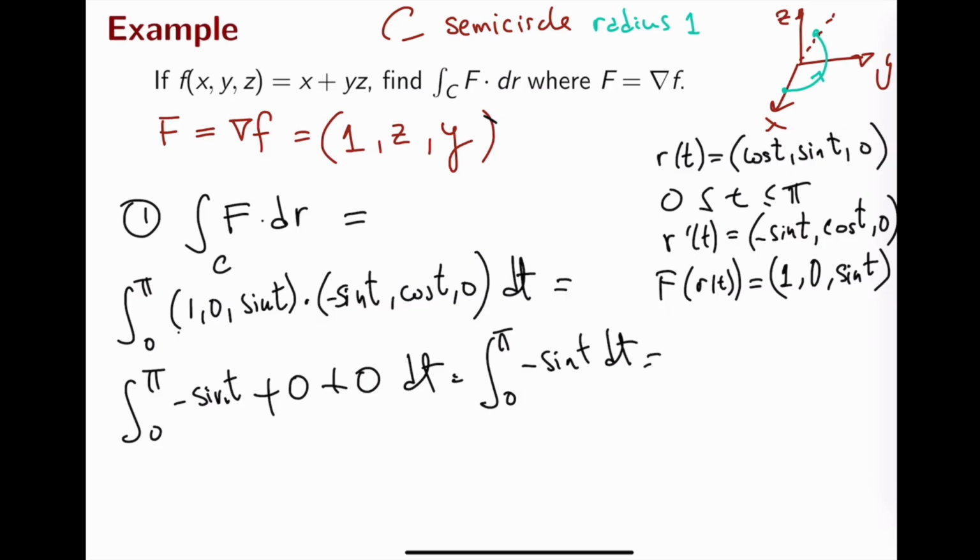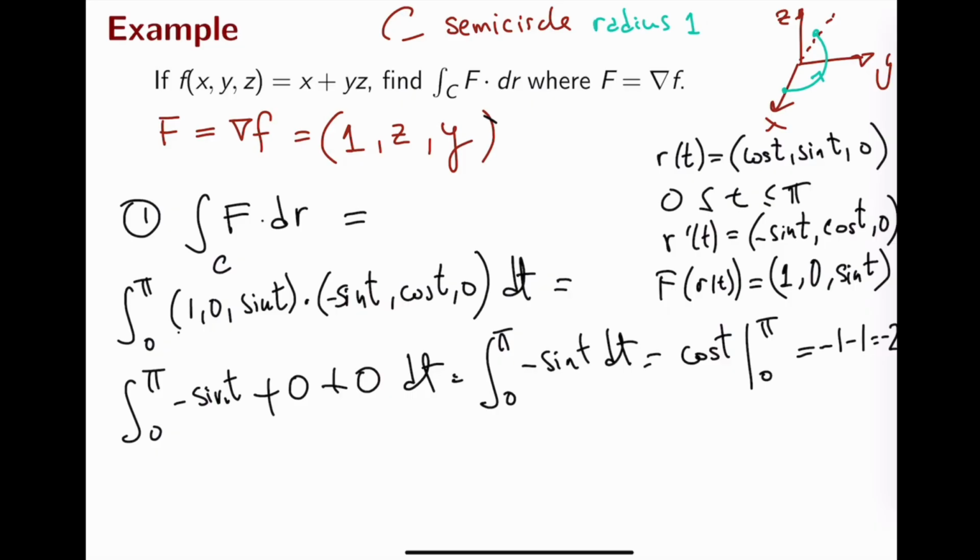We integrate. The integral of sine is minus cosine, with a minus in front, it's just cosine t evaluated between 0 and pi. So we do the operations here, and this is minus 1, minus 1. So the final answer is minus 2.